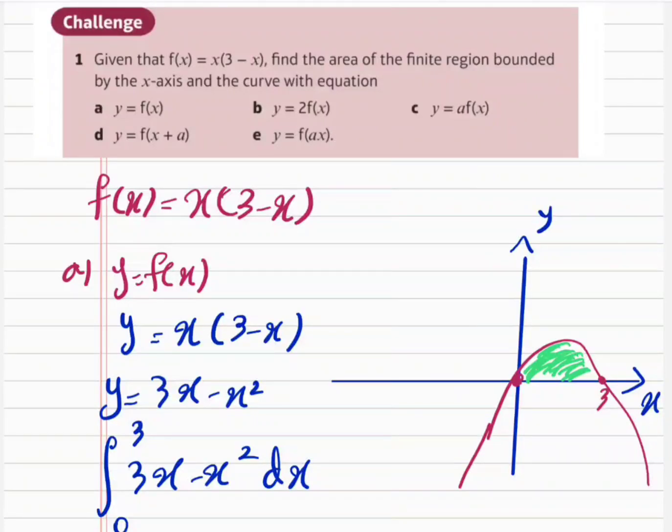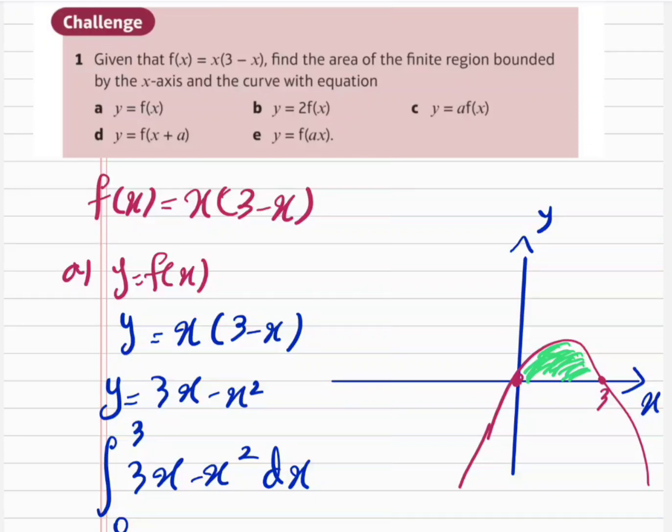Hi everyone, this video is on exercise 13F challenge question. In this video, I'm going to do part E of the first question. In previous parts, we had the function f(x), which is x times (3 minus x). We found the area bounded between the curve and the x-axis.